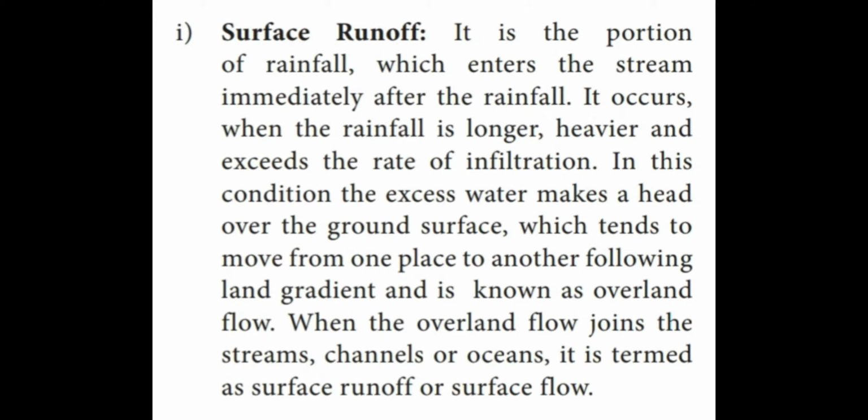It occurs when the rainfall is longer, heavier and exceeds the rate of infiltration. When the rain is heavier, for a longer time, surface runoff happens. In this condition, the excess water makes a head over the ground surface which tends to move from one place to another following land gradient and is known as overland flow. When the overland flow joins the streams, channels or oceans, it is termed as surface runoff or surface flow.